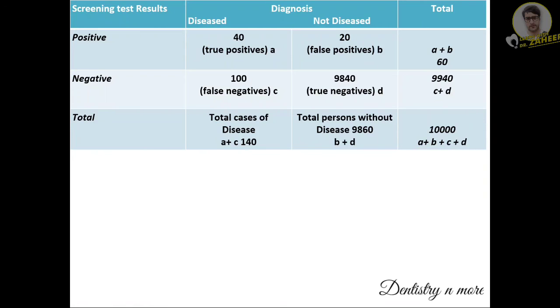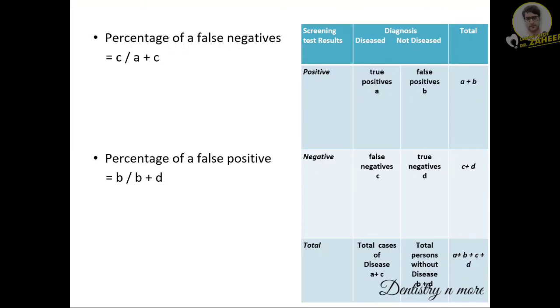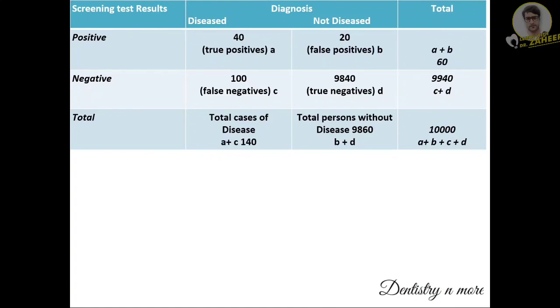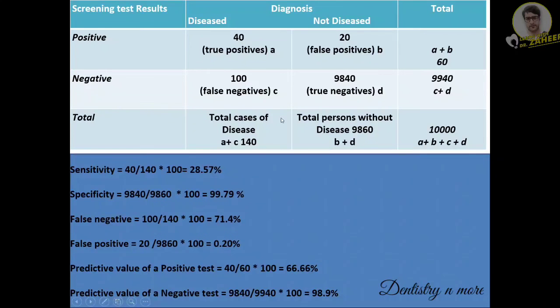So this is an example, you can try it out. I have the answer with me. So you need to find out the sensitivity, specificity, positive predictive value, negative predictive value, and the percentage of false negative and false positive. So sensitivity will be 40 by 140, specificity will be 9840 by 9860. Then the positive predictive value will be 40 by 60. Then negative predictive value will be 9840 by 9940. So here you have the answer.